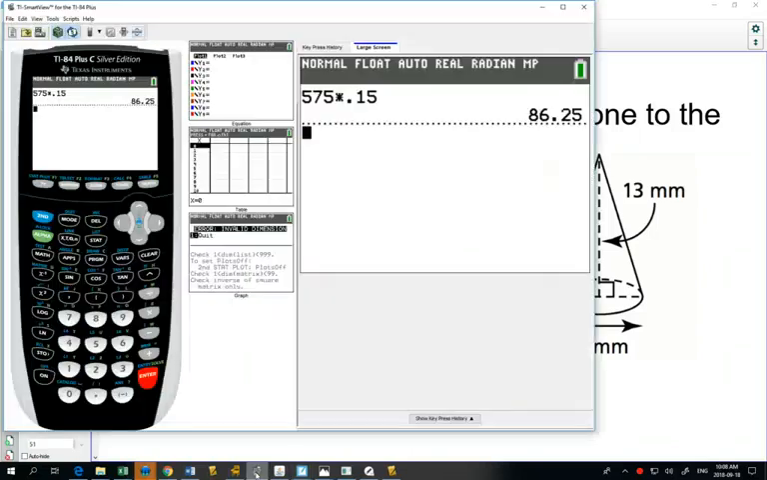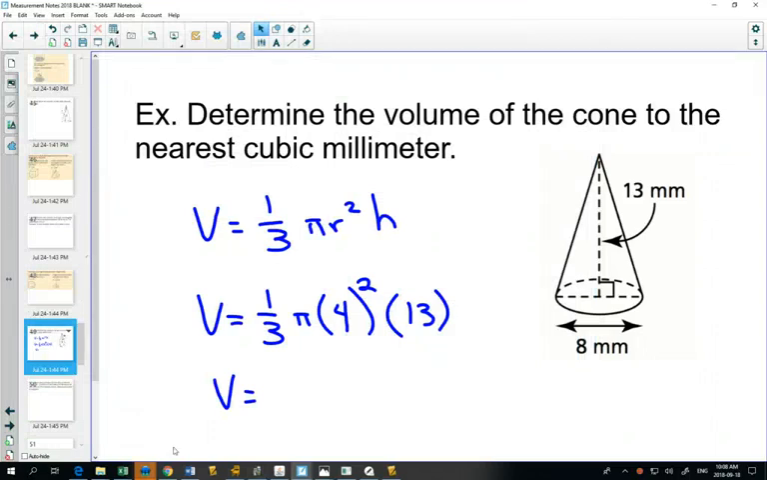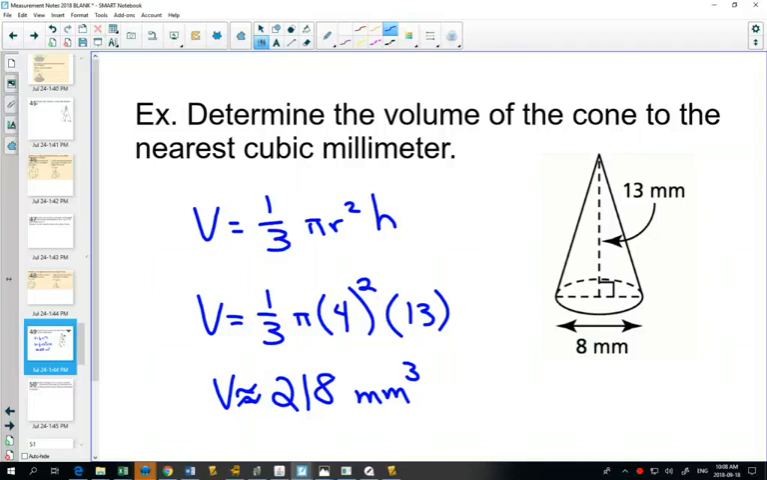I can go to my calculator and type all of these things in at once. 1 divided by 3 times pi, bracket 4, squared, bracket 13, push enter, 217.8. Did the question ask me to round to something? Yes, to the nearest cubic millimeter. So this will become 218 millimeters cubed.